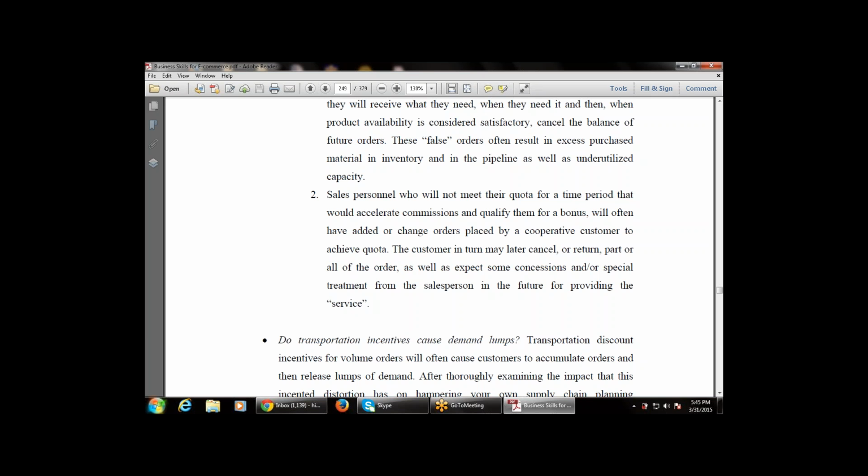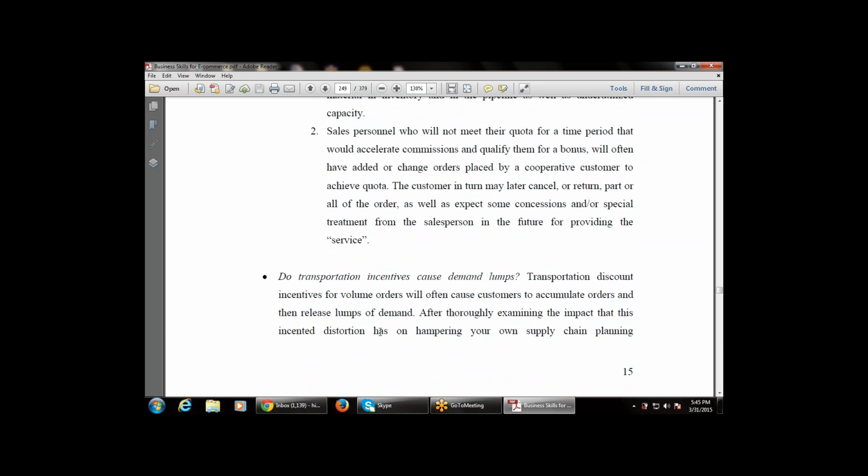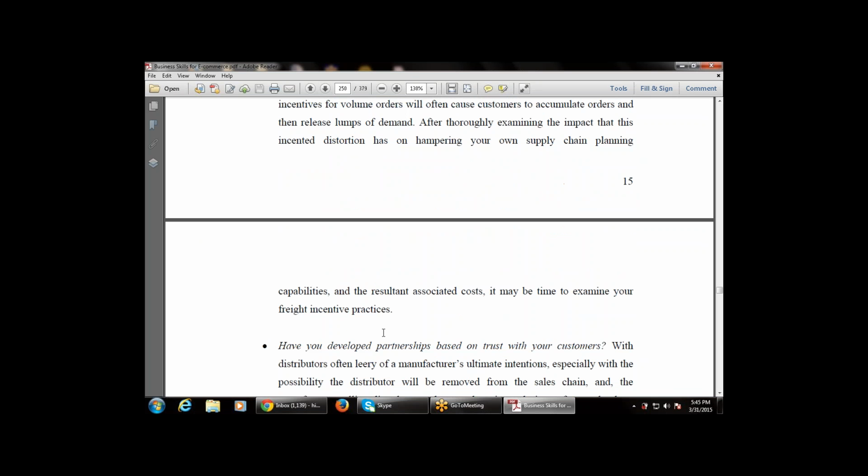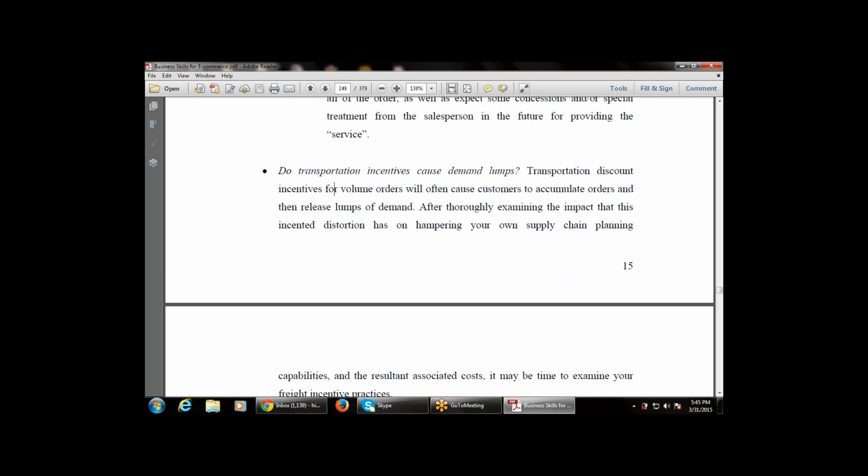Do transportation incentives also cause demand lumps or not? Transportation discount incentives for volume orders will often cause customers to accumulate orders and then release lumps of demand. After thoroughly examining the impact that this incentive distortion has on hampering your own supply chain planning capabilities and the resultant associated cost, it may be time to examine your freight incentive practice. So this is the next question: do transportation incentives cause demand lumps? If a transportation incentive is available, does that also impact the demand lumps or not?